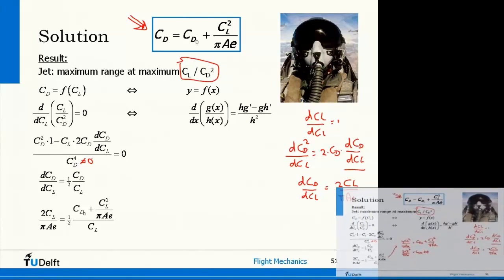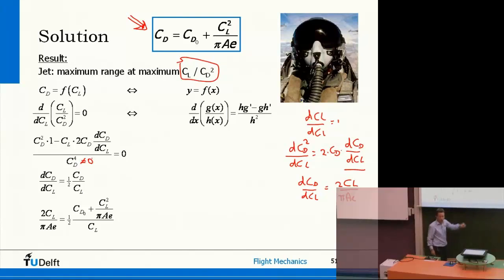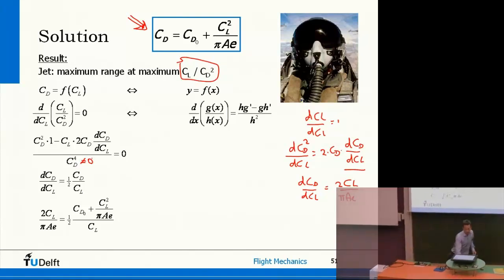And therefore CL squared is 1/3 CD0 by πAE. So if you have CL squared, you can also find CL, so you take the square root, and this just means CL is a function of CD0, which is constant for a given aircraft, π, A and E, all constant for a certain aircraft. So this is just a given parameter which you can calculate beforehand, and you know what CL is.